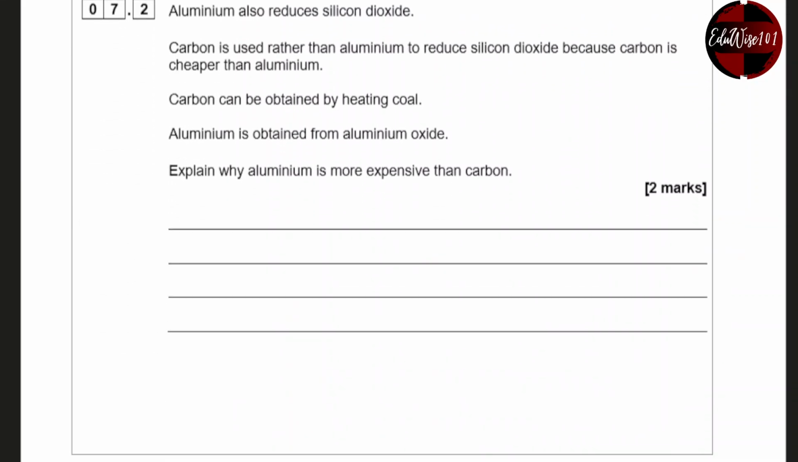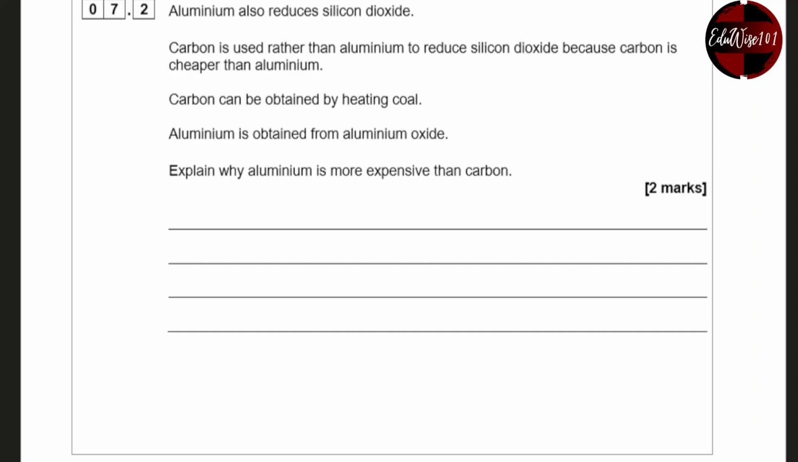Aluminium can also reduce silicon dioxide. Carbon is used rather than aluminium to reduce silicon dioxide because carbon is cheaper than aluminium. Carbon can be obtained by heating coal. Aluminium is obtained from aluminium oxide. Explain why aluminium is more expensive than carbon.